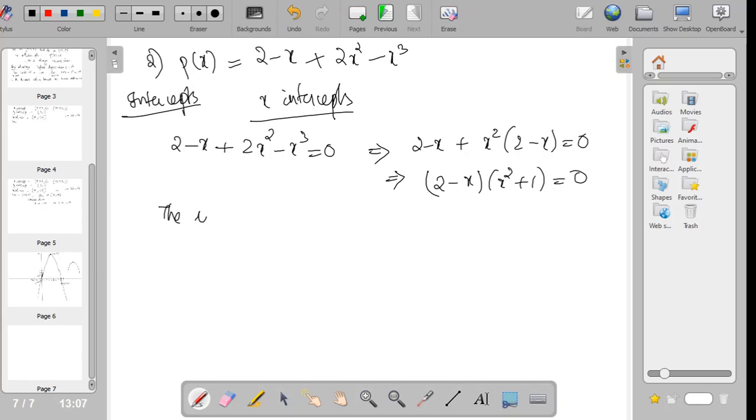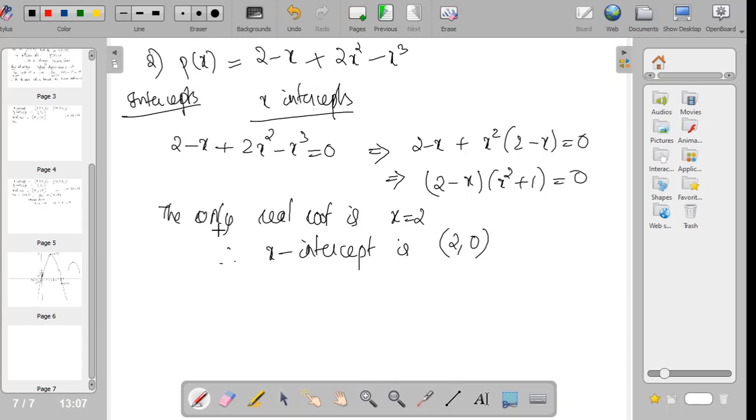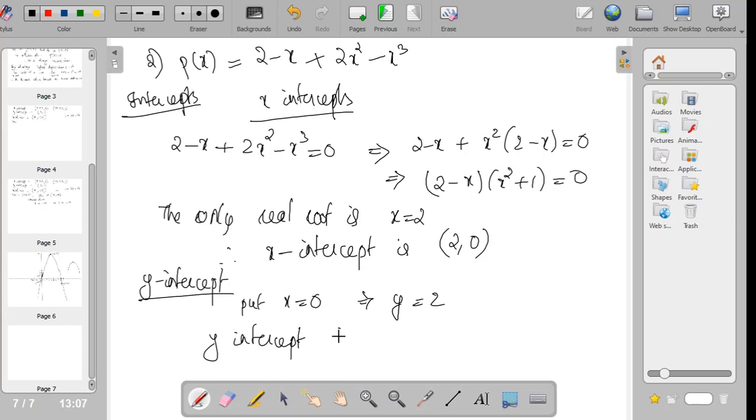So the only real root is x equal to 2. So therefore there is only one x-intercept. So x-intercept is (2, 0). Now for y-intercept, put x equal to 0. So that gives y equal to 2. So therefore y-intercept is (0, 2). So we have got the x-intercept and the y-intercept.